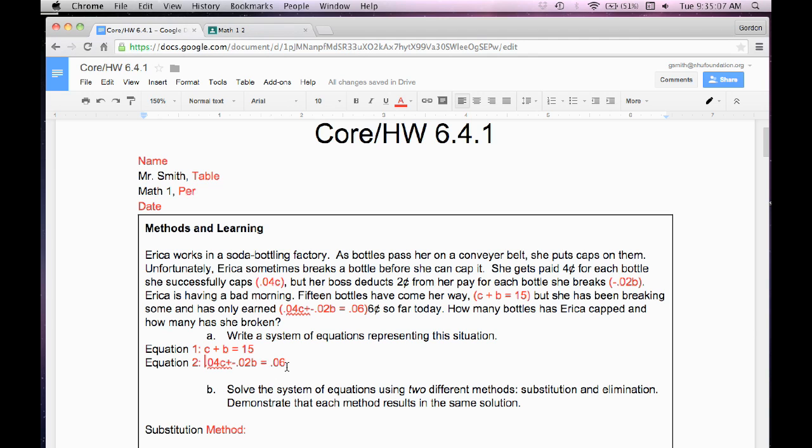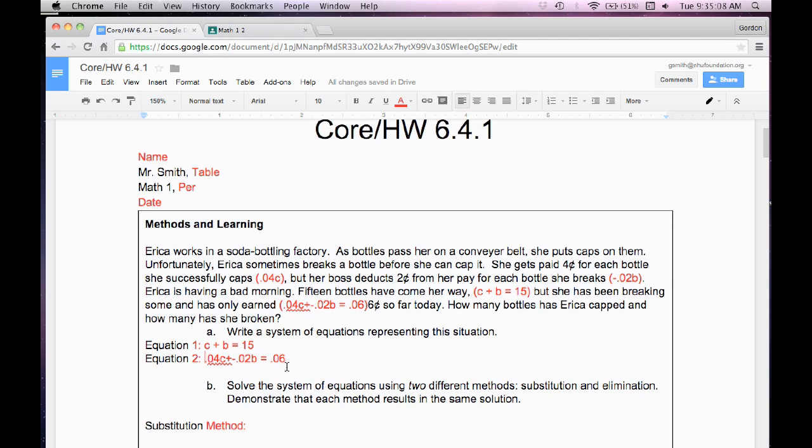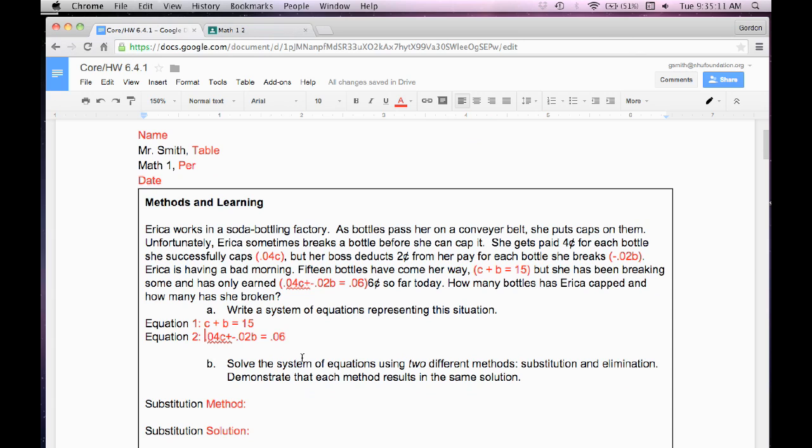So now we need to solve the system using two different methods, substitution and elimination. Then we're going to demonstrate that they both get the same thing. So first we'll do substitution. In order to do substitution, we have to get a variable alone. So I'm going to start with equation 1 for substitution. And the first thing I'm going to do is I'll get C alone. So I'll subtract B from both sides.